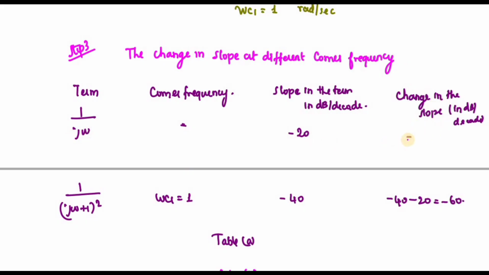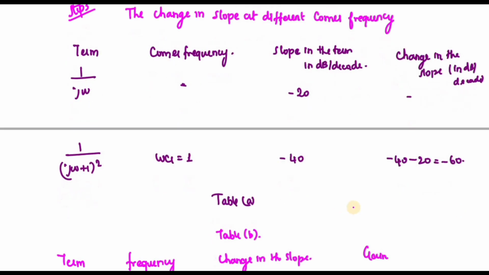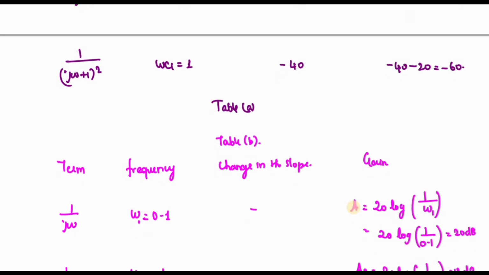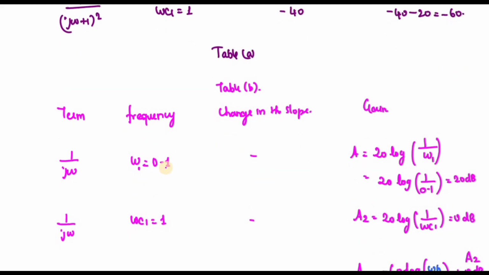So the change in the slope is always minus 20. Now the second term, the corner frequency is 1, and the change in the slope is minus 20 into 2, so it is minus 40 dB. So the total change is minus 60 dB. Now you have to substitute some values for omega, right? So substitute omega equal to 0.1, and I will get the answer as 20 dB.